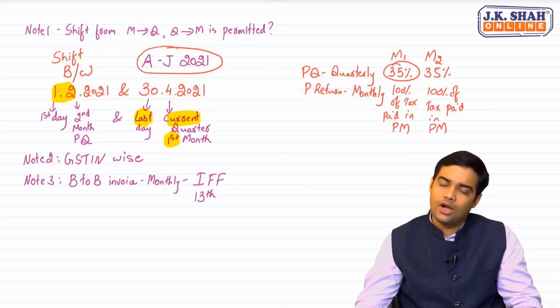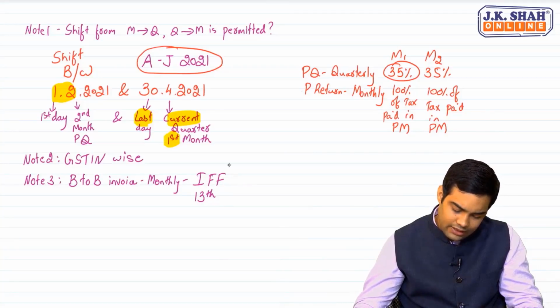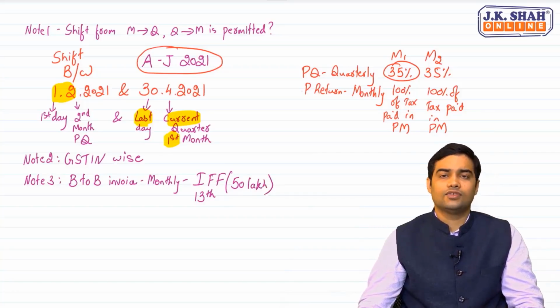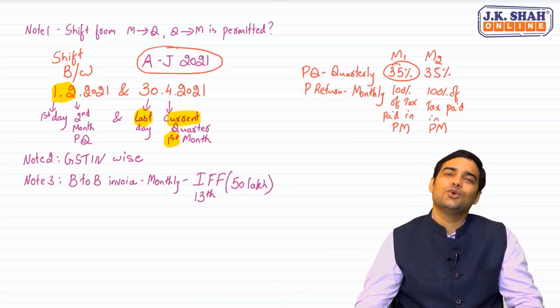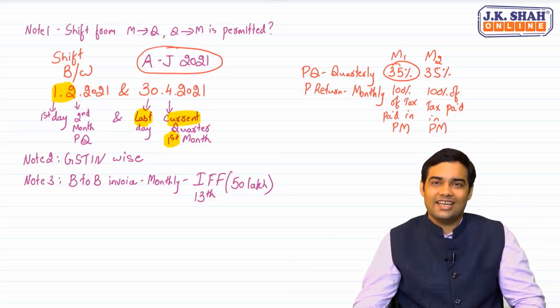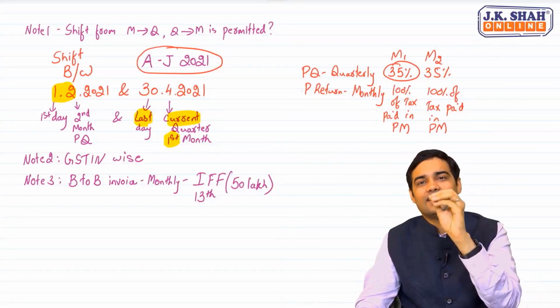Clear with this? Okay. But there is one restriction. For a particular month, you cannot furnish more than 50 lakh worth of invoices in IFF. So IFF has a limit only to the extent of rupees 50 lakh of B2B invoices. Sir, what about B2C invoices? You tell me, will B2C invoices be relevant for the purpose of taking ITC for the other person? The answer is no. So B2C invoices, obviously you can furnish directly in GSTR1, not in the invoice furnishing facility.